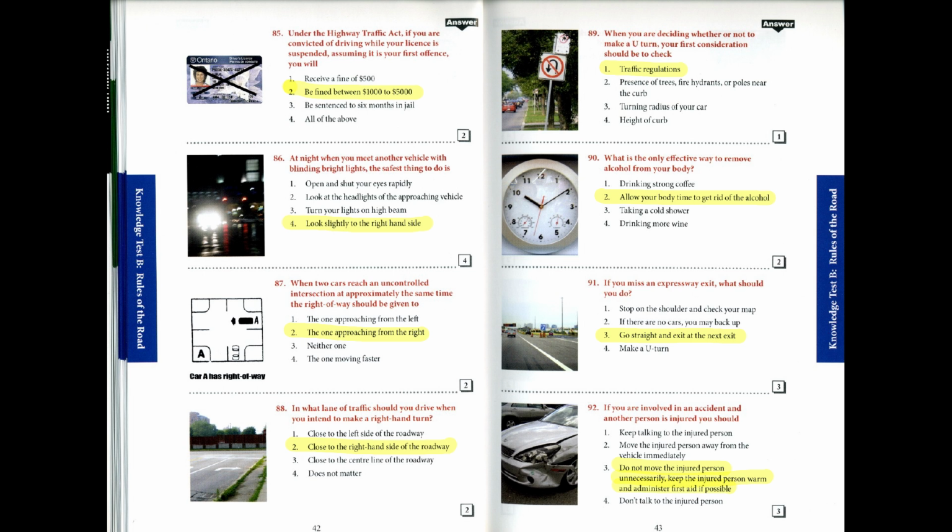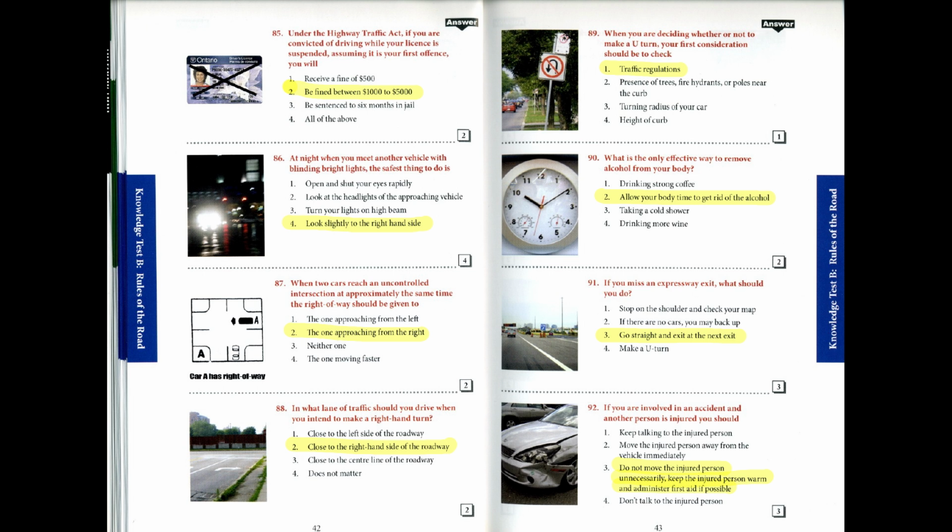Number 85. Under the Highway Traffic Act, if you are convicted of driving while your license is suspended, assuming it is your first offense, you will be fined between $1,000 to $5,000. Number 86. At night when you meet another vehicle with blinding bright lights, the safest thing to do is look slightly to the right-hand side. Number 87. When 2 cars reach an uncontrolled intersection at approximately the same time, the right-of-way should be given to the one approaching from the right.